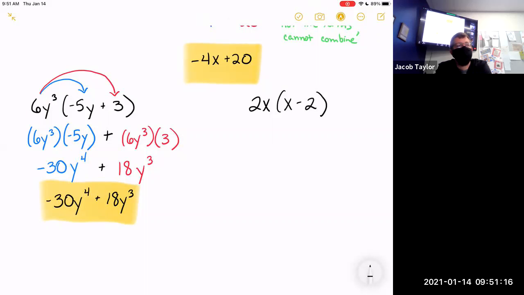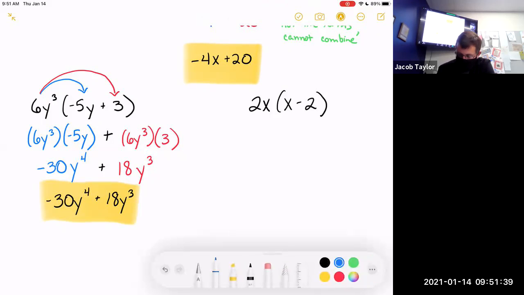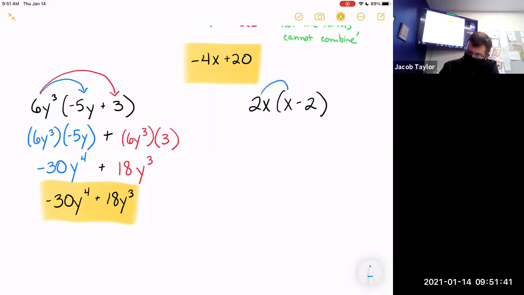Wait, I have a question. If the two has a variable, and we're doing distributive property, do you not multiply the two without the variable because it doesn't have the variable? You can multiply if one has a variable and one doesn't. You can multiply, you just can't add.